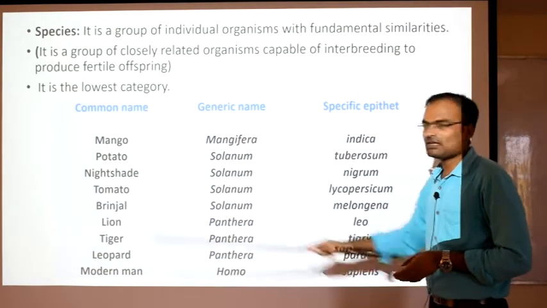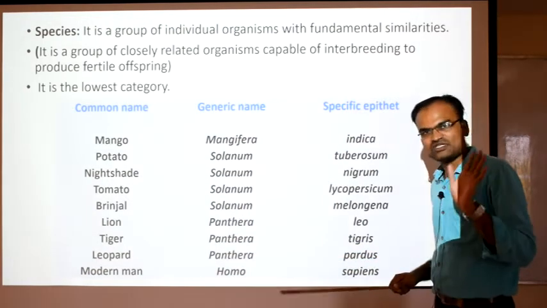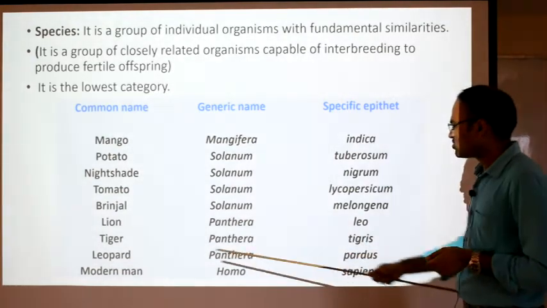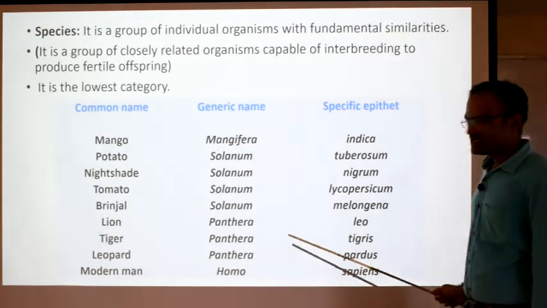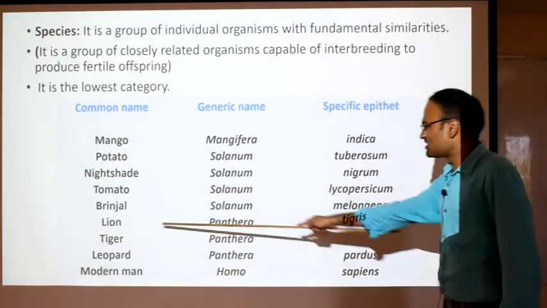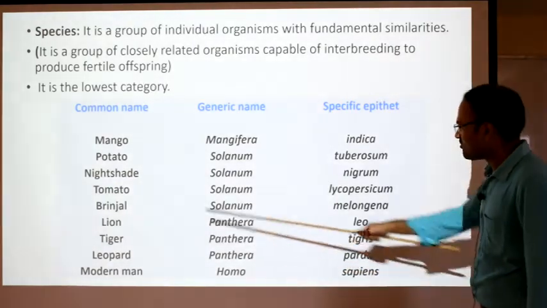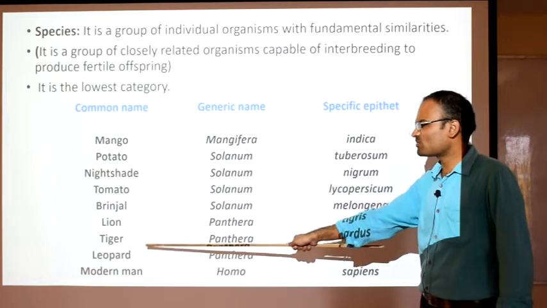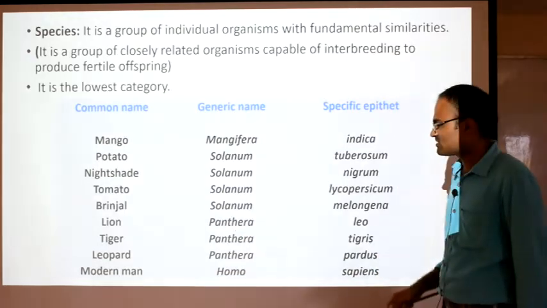Lion, tiger, leopard. Their genus name is Panthera. Same genus, but their species names are different. Lion is called Panthera leo, tiger is called Panthera tigris, leopard is called Panthera pardus. So what are the similarities? Why have all these three wild animals been kept in the same genus? Because all these three are wild animals, as well as carnivorous, and their body structure is somewhat similar. That's why they belong to the same genus.